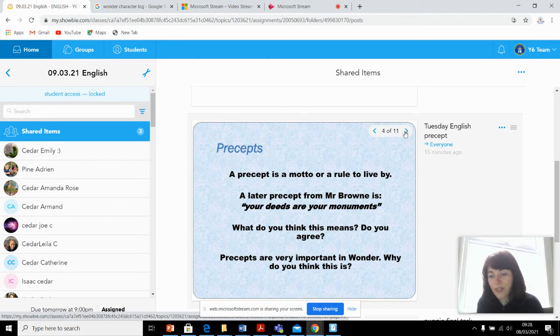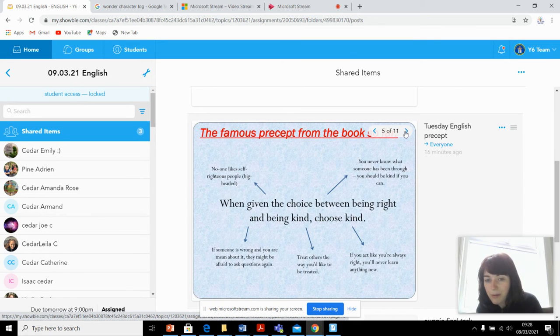Well, I'm hoping that you've discussed the fact that it is a book that has lots of messages, and each of the messages is a positive message to live your life by. And we learn lots of different things. August learns lots of different things when he's in school, and so do the other characters. And the precepts help them to learn those things, don't they? So they are very important in Wonder. So now we know what a precept is. We're going to look at the famous precept from the book so far.